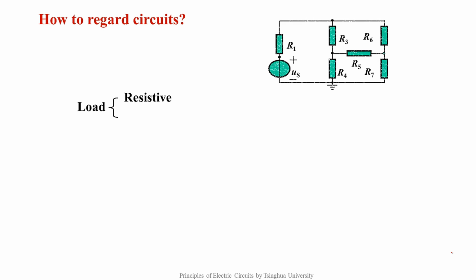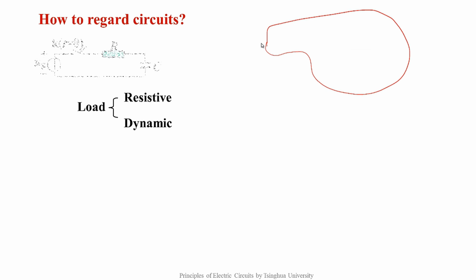Well, the second question is how to look upon a circuit. First, we can divide circuits into different groups according to their loads. If the load of the circuit only consists of resistors, we call it a resistive circuit. If the circuit consists of capacitors and/or inductors, then it's a dynamic circuit.